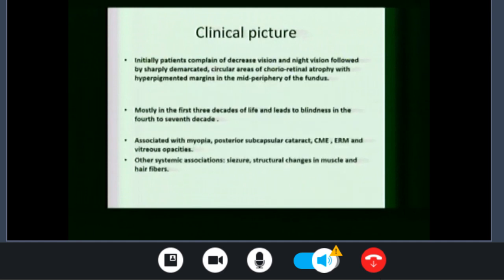Initially, patients complain of decreased vision and night vision, followed by sharply demarcated circular areas of chorioretinal atrophy with hyperpigmented margins in the mid-periphery of the fundus, mostly in the first 3 decades of life, and leads to blindness in the 4th to 7th decades. Associated with myopia, posterior subcapsular cataract, CME, ARM, and vitreous opacities. Other systemic associations: seizure, structural changes in the muscle and the hair fibers.